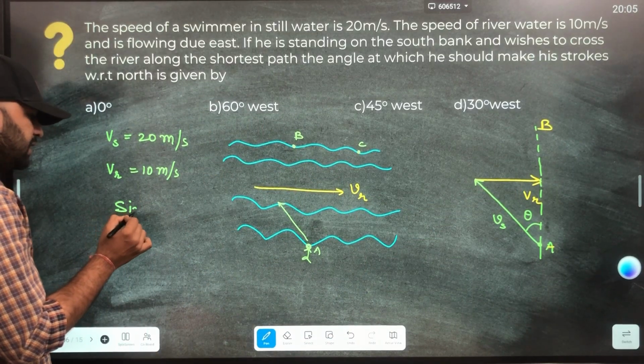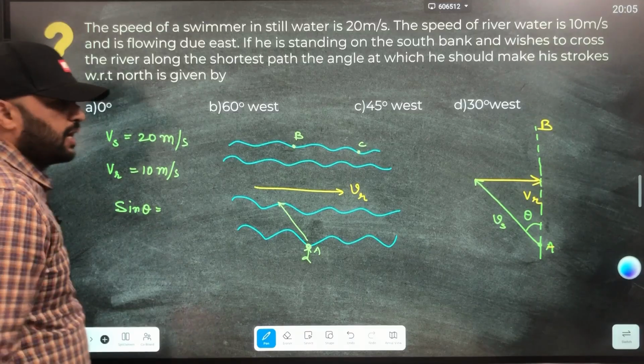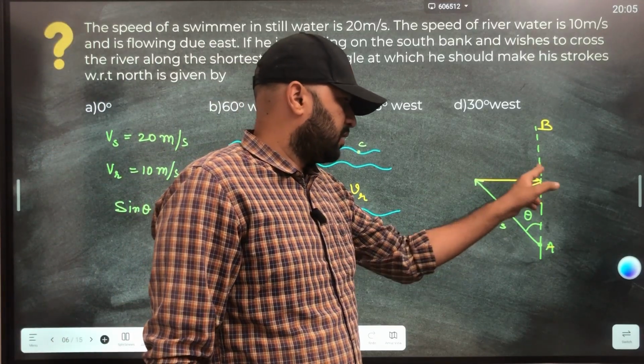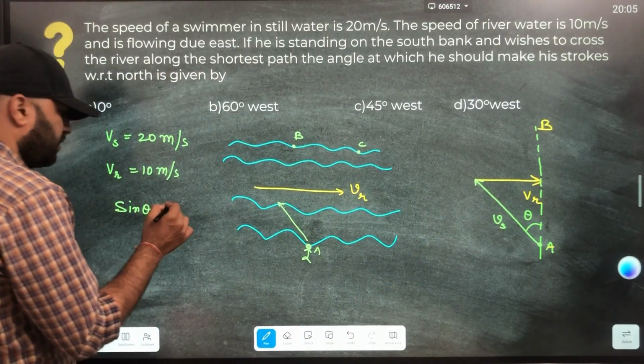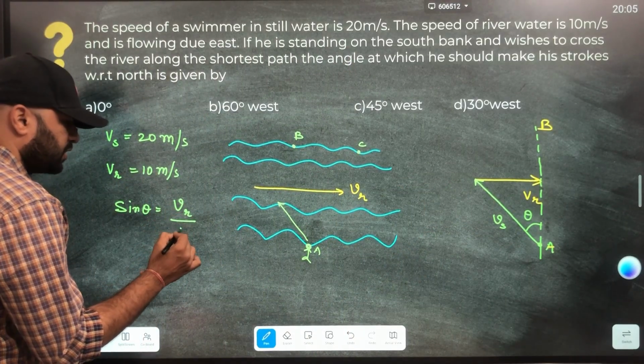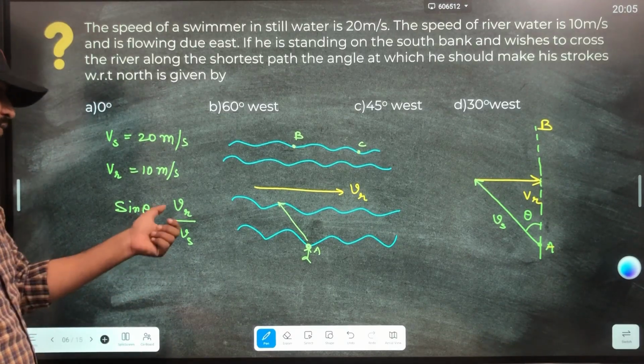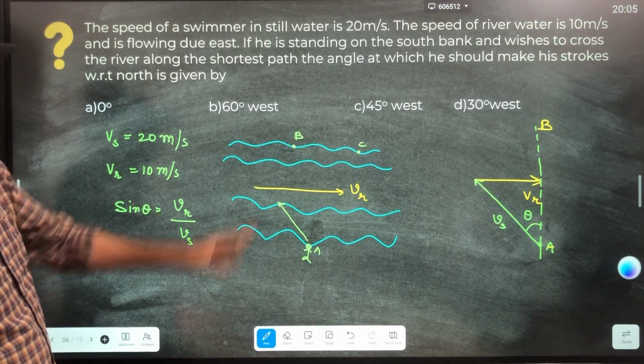What is our sine theta? So sine theta is perpendicular upon hypotenuse. So if you look at this particular triangle, this will be perpendicular and this is hypotenuse, right? So velocity of river upon velocity of swimmer. The ratio of that will give me sine of angle theta. And I'm looking for the theta only.